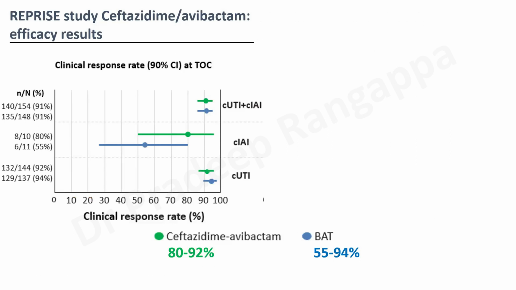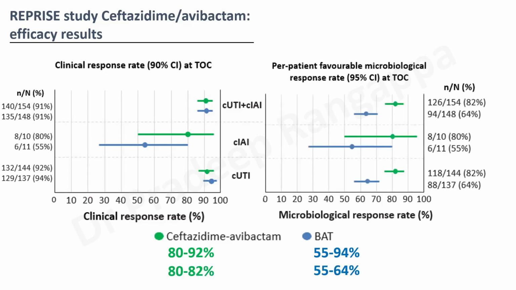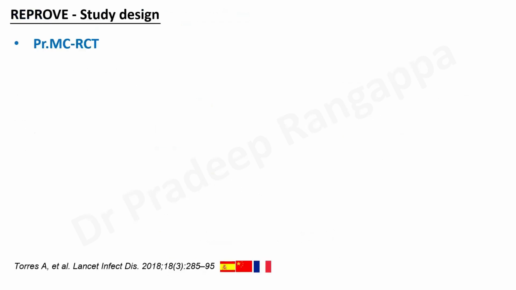So Ceftazidime-avibactam, 80 to 92% was the clinical response compared to the best appropriate therapy in the control group, which was 55 to 94%. And as you see, the microbiological response rate also was better in Ceftazidime, 80 to 82% compared to 55 to 64% in the best available therapy or the best antibiotic therapy in the control group. So it mainly had intra-abdominal infections and UTI in this particular study. It's called a REPRISE study.